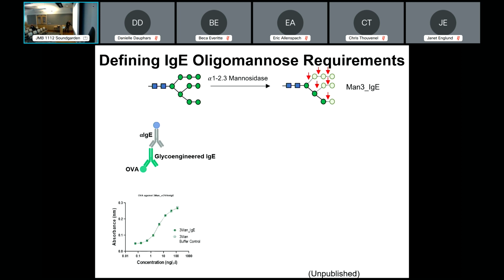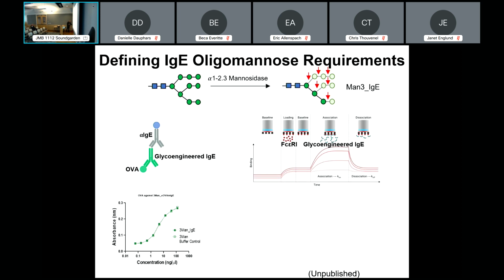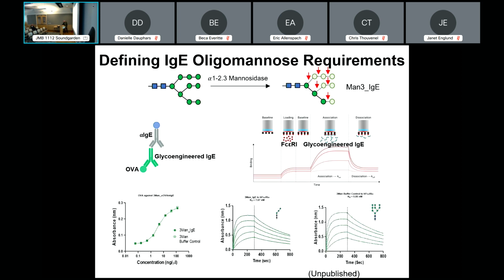And then she wanted to make sure it was intact. This is just looking at binding to the allergen, which still does a nice S-shaped curve for both the IgE and the MAN3, and the buffer control. And then using an Octet assay to bind to the high-affinity receptor, you can see that both the wild type or untreated and then the MAN3 bind fairly strongly. So these antibodies still work, can bind to the high-affinity receptor, and can trigger degranulation.